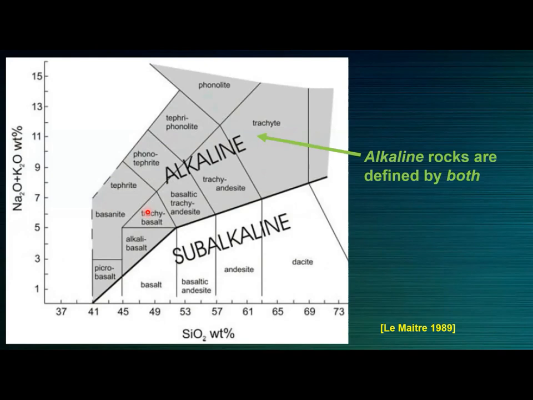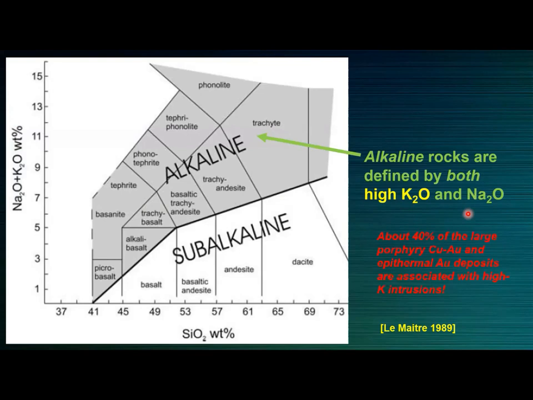The potassic or alkaline rocks can be subdivided into potassic intrusions and sodic intrusions. But for mineral exploration, usually the high potassic ones are more important. The reason we should consider the more potassic calc-alkaline and shoshonitic intrusions in mineral exploration is that about 40% of the really large porphyry copper-gold and epithermal gold deposits are associated with these high potassic calc-alkaline or shoshonitic intrusions.